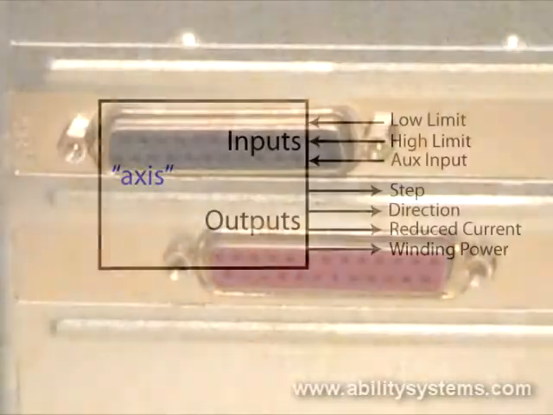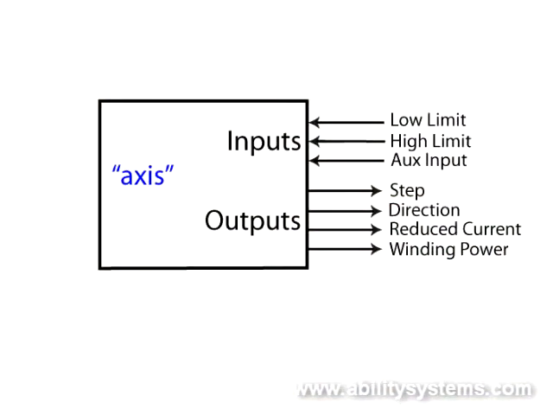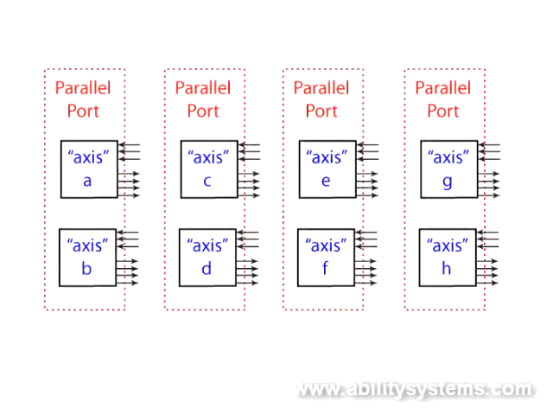More completely stated, the move command applied with the designator A manipulates the output pins entitled step and direction and monitors the limit switch input pins entitled low limit and high limit for the grouping under axis A. The move command can also be applied to other axes, B, C, D, and so on, in a similar manner.